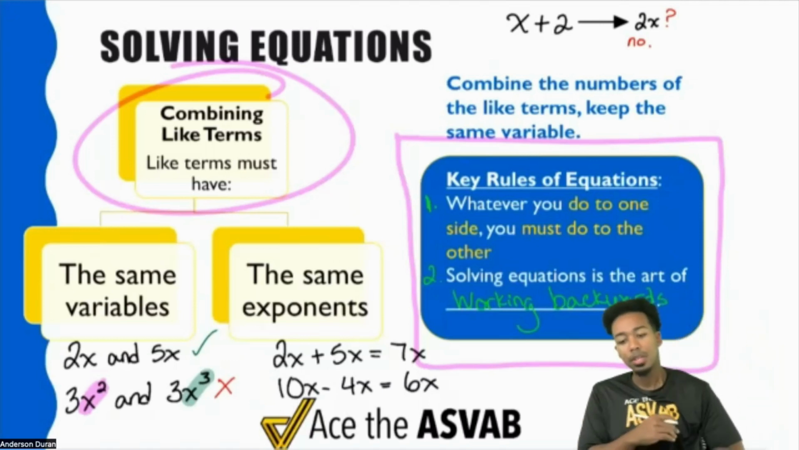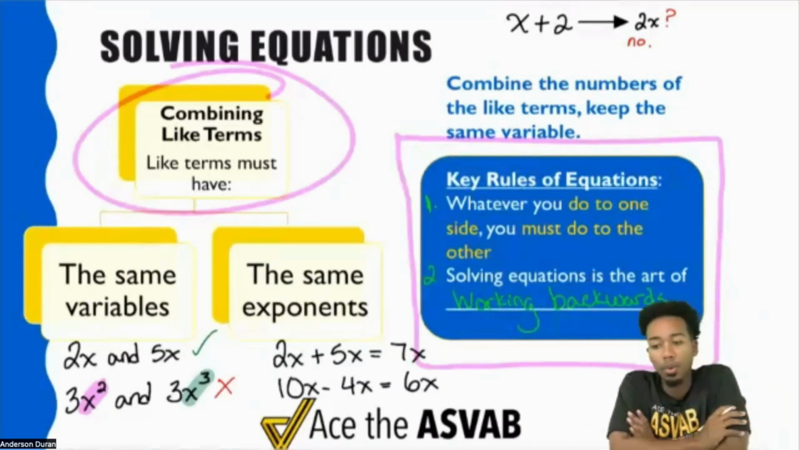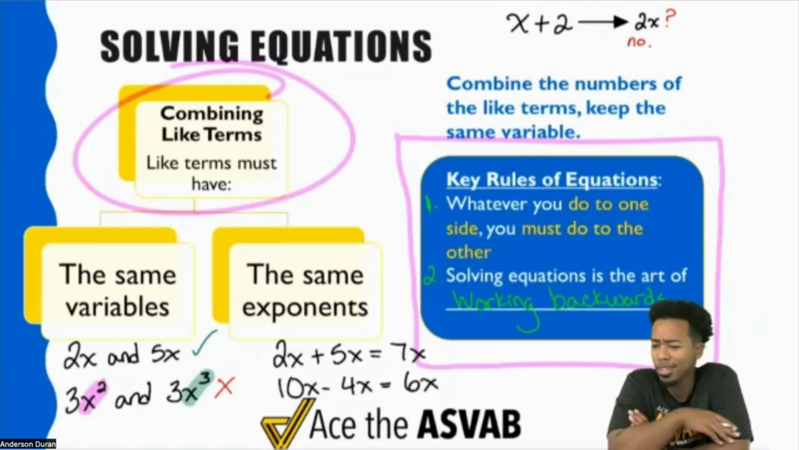Okay, solving equations is the art of working backwards. I can't stress this enough. If you're ever stuck on solving these general equations that you see on the ASVAB, what you're really doing is the opposite of what's called, and you tell me if this sounds familiar, the order of operations. Does anybody here recognize that phrase? Order of operations. Of course, right?